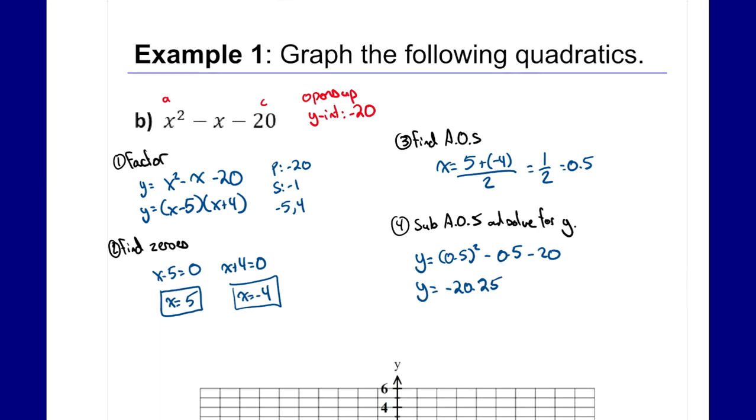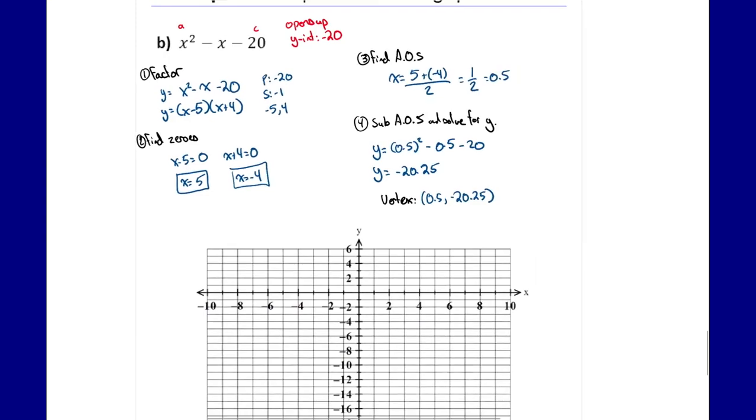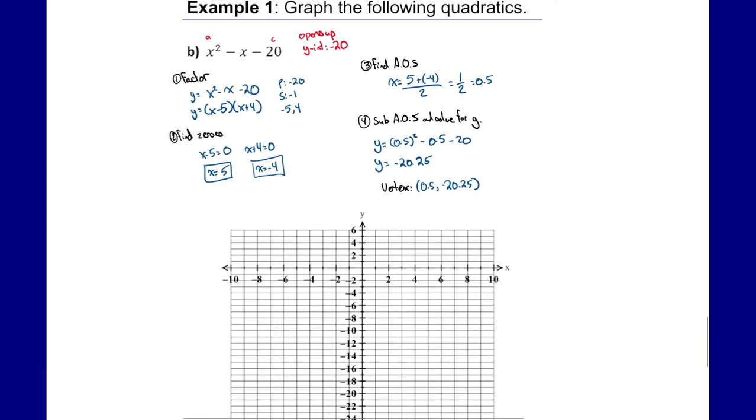So now with that value, our vertex is the point 0.5 and negative 20.25. That's enough information to go through. And now I can graph my quadratic. So similar to graphing factored form before, which we've done in a previous lesson, but we just had a different starting point.